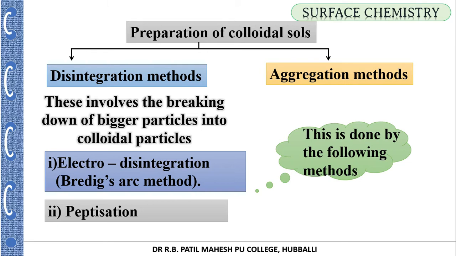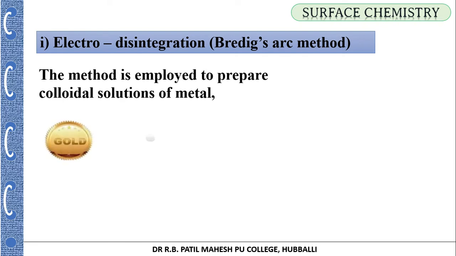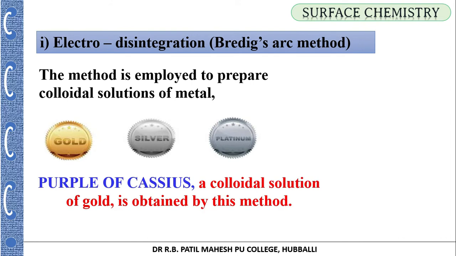Okay, so out of these two, let us see the first one, important one, that is electro disintegration, also called Bredig's electric arc method. This method is generally used for the preparation of metal sols, students, like gold, platinum, silver, etc. Purple of Cassius, a colloidal solution of gold, is obtained by this method. So let us understand this Bredig's electric arc method, how they prepare gold sol or platinum sol or silver sol by using this method.